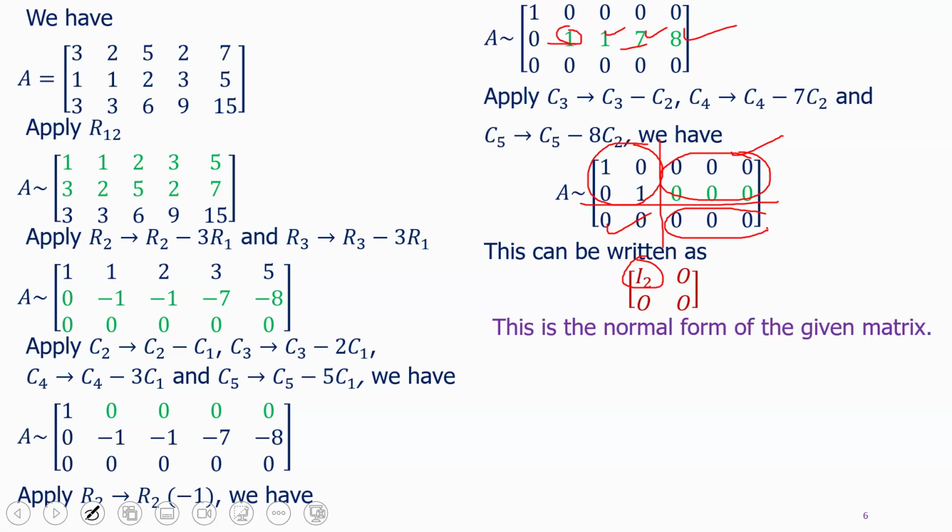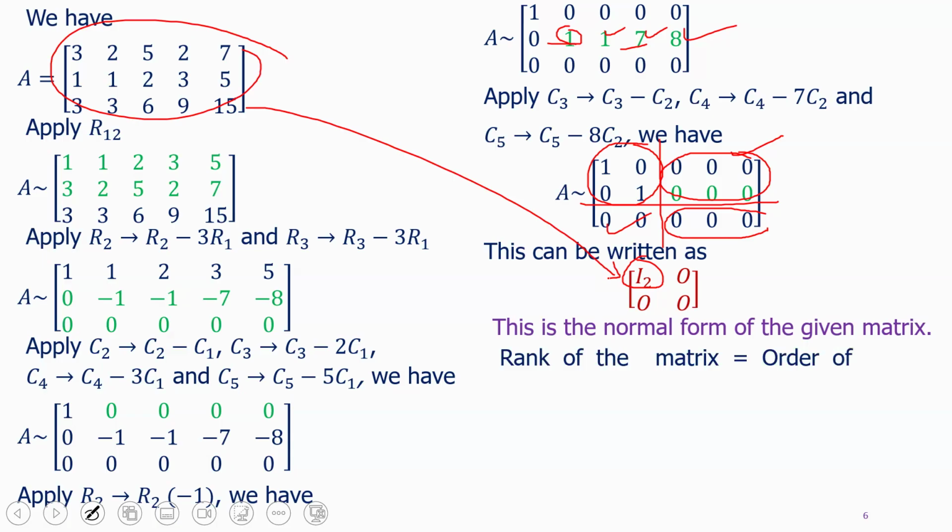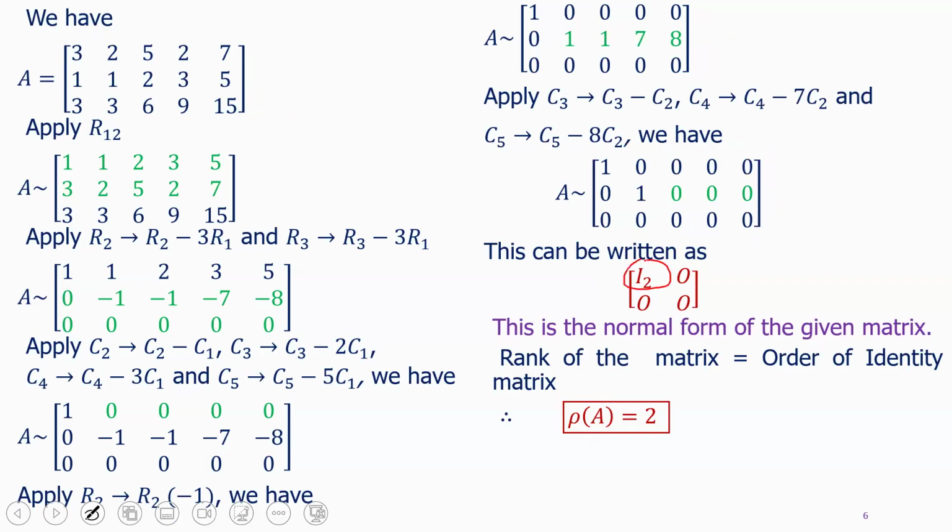Now, this is the answer to the first question: we have been given a matrix and it is reduced into normal form. Now the second question comes: what is the rank of the matrix? So the rank of the matrix is equal to the order of the identity matrix. This holds only when we have reduced the matrix to its normal form. The rank is denoted by rho of A. And what is the order of the identity matrix? Clearly here it is 2. So the rank of the matrix is 2. Thank you.